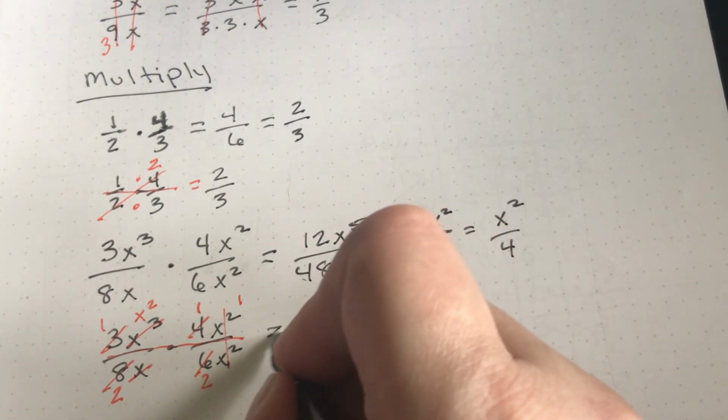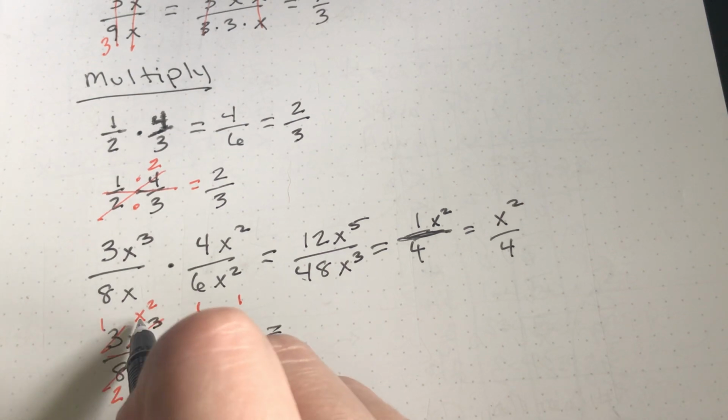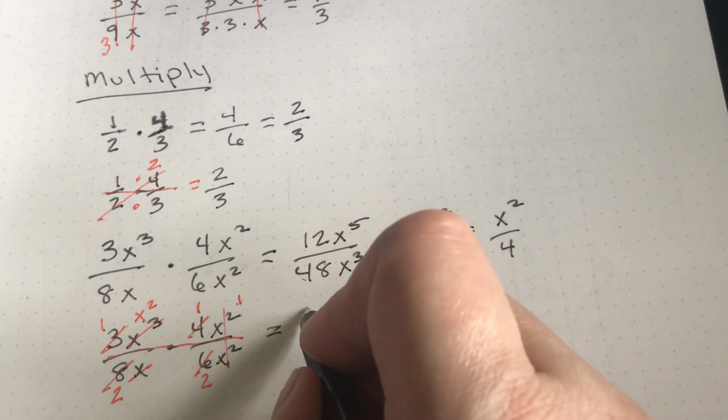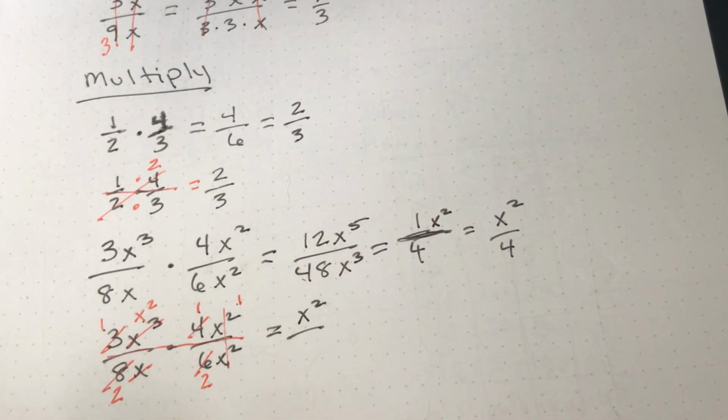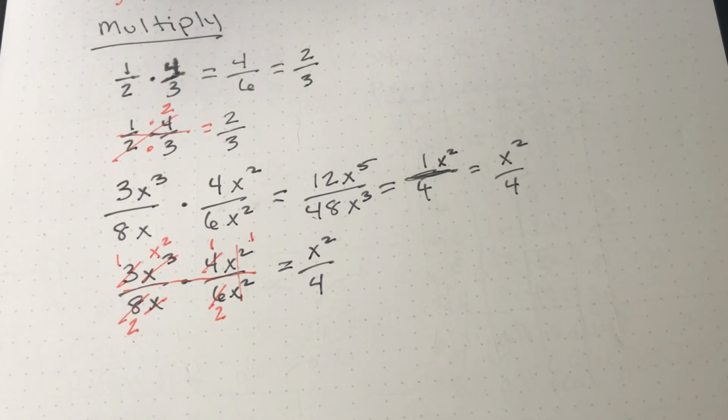So now, going across the top, I have 1 times x squared times 1 times 1, which is x squared. And going across the bottom, I have 2 times 2, which is 4. So there's another way to tackle that one.